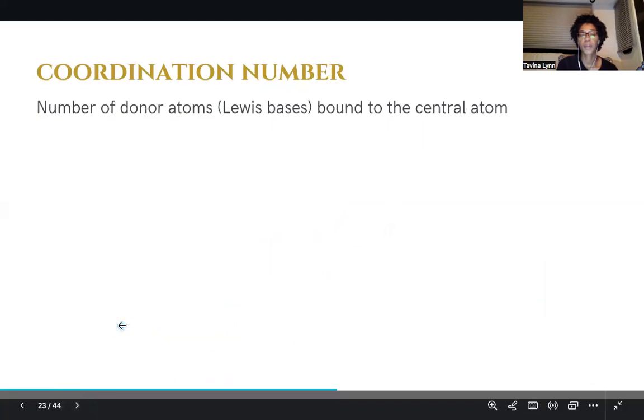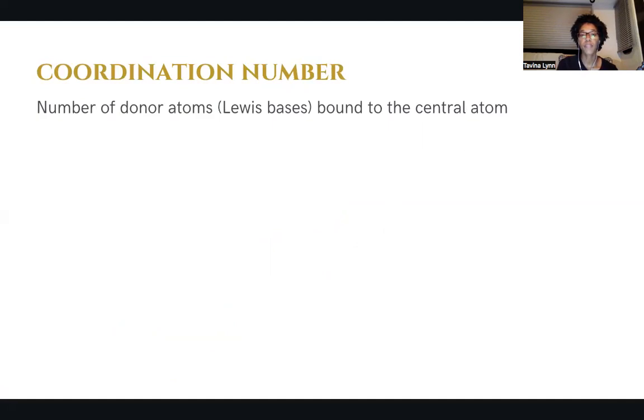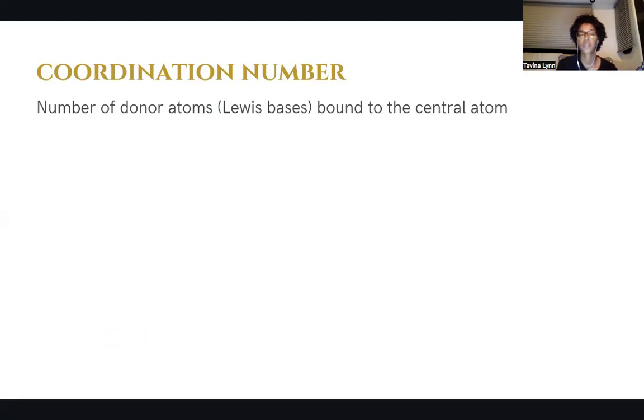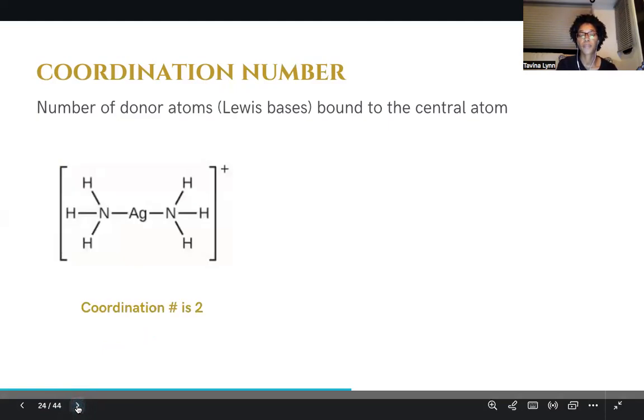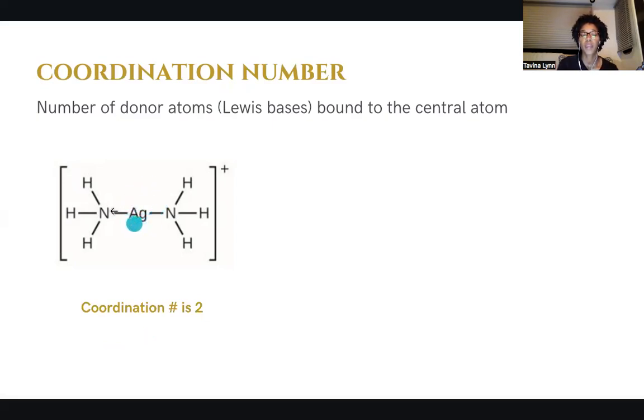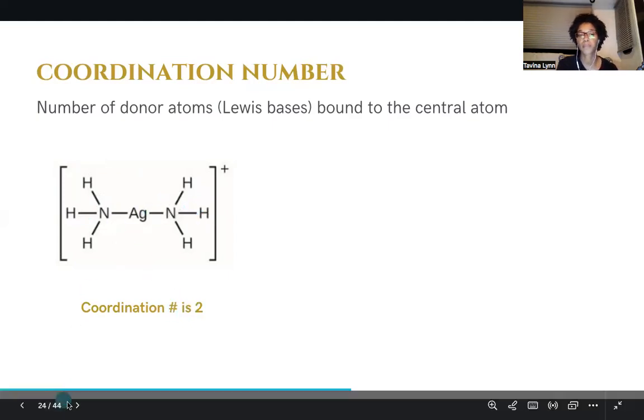So coordination number. This number is the number of donor atoms or Lewis bases that are bound to the central atom. So we're talking about the coordination sphere. The coordination sphere tells us the coordination number. So first example, we have silver as our central atom, central metal, and it is coordinating two ligands of ammonia. So it has a coordination number of 2 because there's 2 ligands bound.